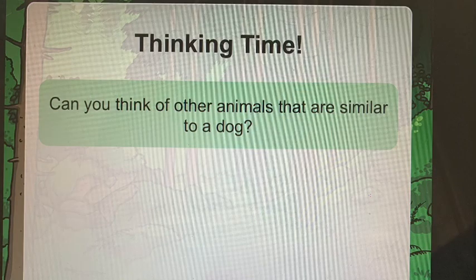I would like you to put your thinking caps on and have some thinking time. Can you think of other animals that are similar to a dog? Think about the body parts a dog has. What other animals might have the same or similar body parts as a dog? Maybe you said something like a cat, because a cat has 4 legs, a tail, 2 eyes, 2 ears and a nose. So well done if you said anything like that. That might be similar to a dog.